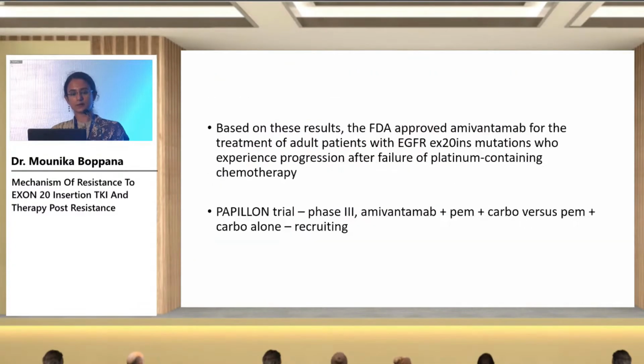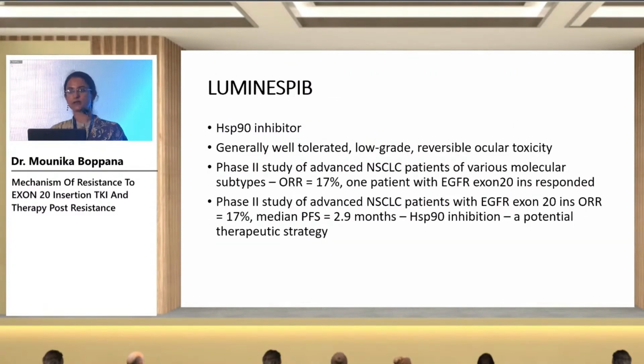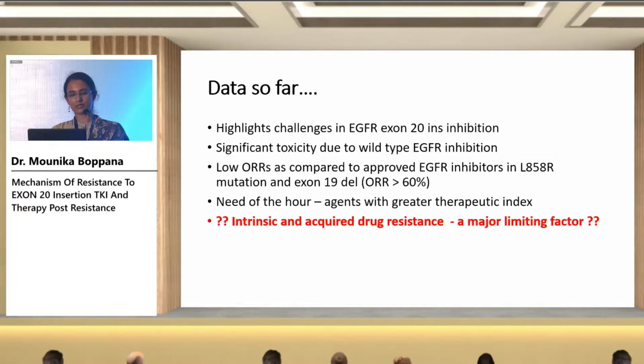I'll skip the individual drugs. It has already been highlighted by Dr. Arun. So luminespib is one thing which I would just like to talk about. It's an HSP90 inhibitor. Why this drug is important, I'll come to when I talk about the drug resistance mechanisms. In general, it's very well tolerated. It just has low-grade reversible ocular toxicity. In a phase 2 study done in advanced NSCLC patients with EGFR exon 20 insertion, there was an overall response rate of 17% and a PFS of 2.9 months. HSP inhibition is a potential therapeutic strategy.